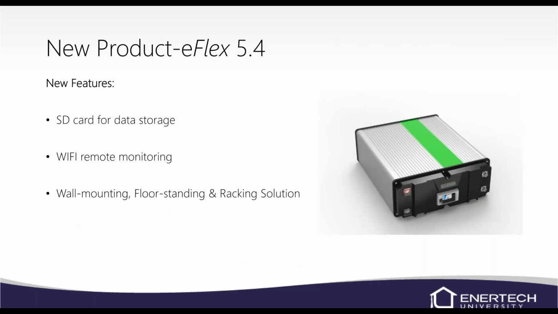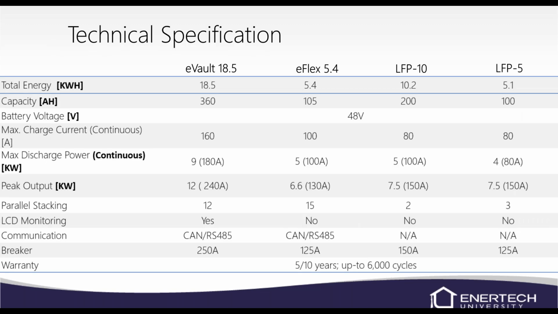So we've got the EFlex 5.4. It does have an SD card for data storage, so you can track the battery inputs and outputs and that type of thing. There's also some Wi-Fi remote monitoring with the 5.4. And it's pretty small, so you can wall mount it. You can put it on the floor. If you've got, let's say, 3 or 6 batteries, you can rack it, a shelf where you put one on top of the other. It's perfectly fine. You may even have a picture of one that's racked up coming up.